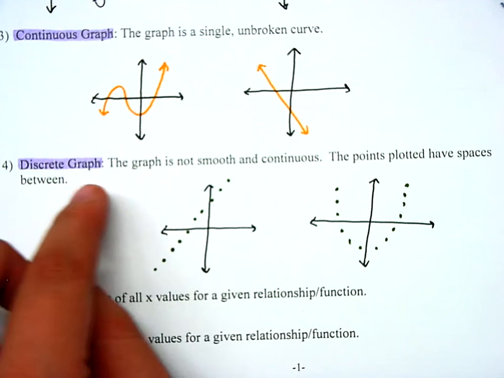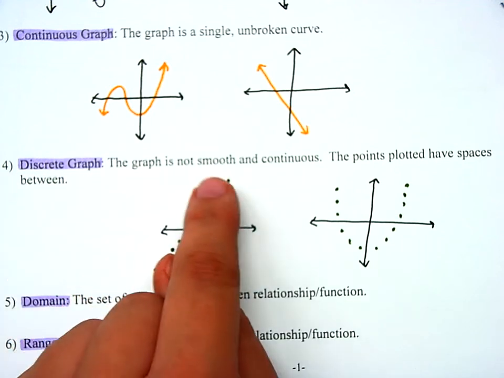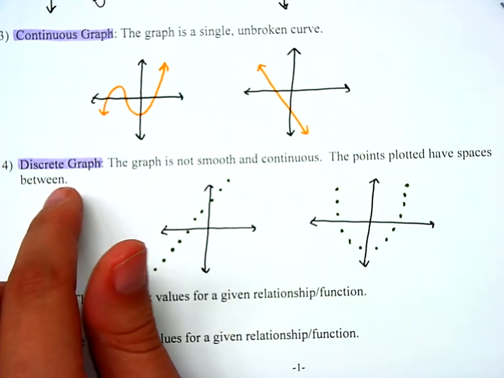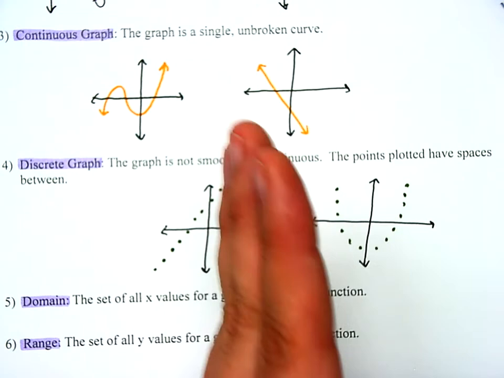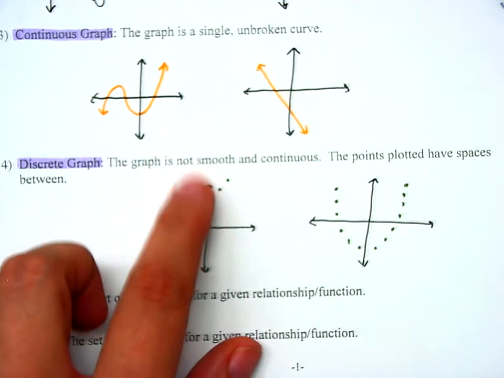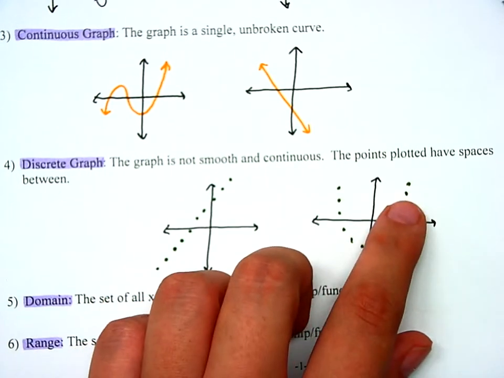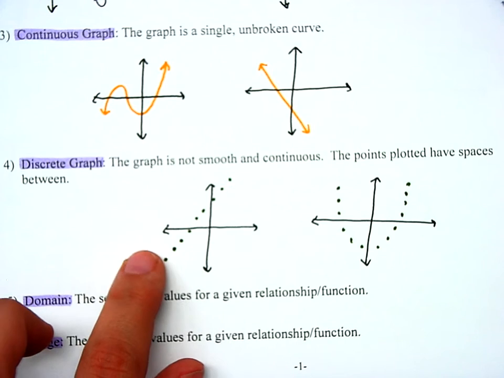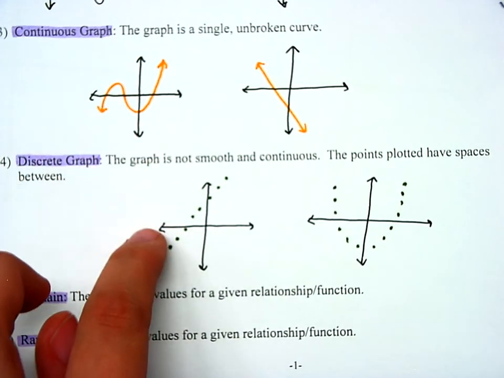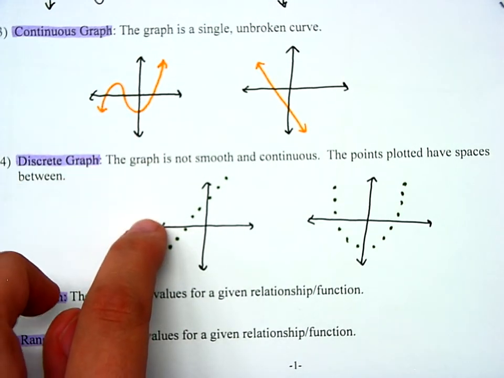A discrete graph is a graph that is not smooth and continuous. The points plotted have spaces between them, so there's not one point immediately after the other. You can see it's almost like a dot graph. There are other examples too, but these are the most common discrete graphs you will see. So up here are continuous, down here are discrete.